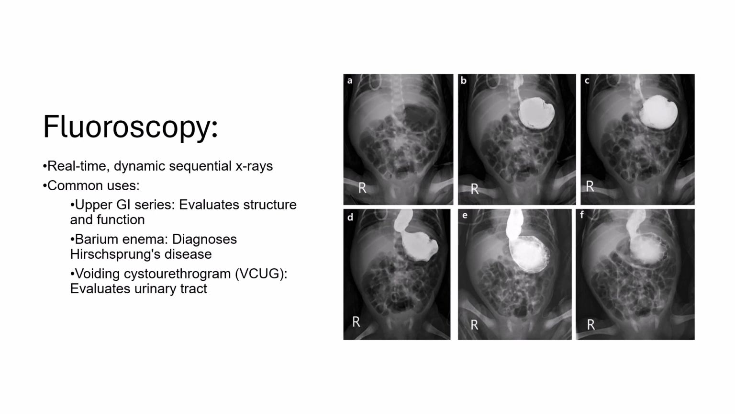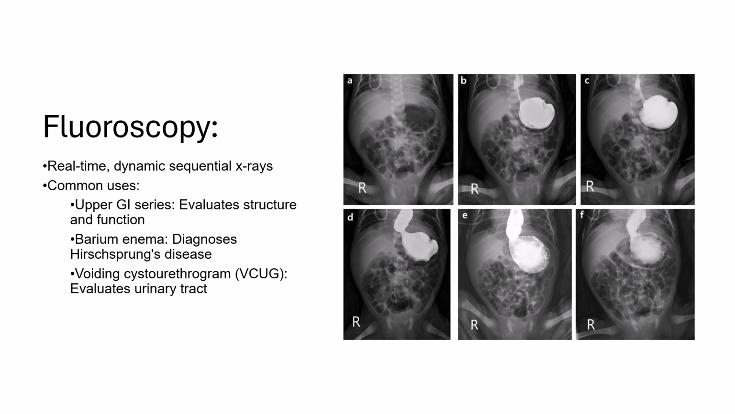Fluoroscopy produces real-time dynamic images using sequential X-rays, allowing visualization of motion. Common applications include upper GI series to evaluate the structure and function of the esophagus, stomach, and small intestine. This is the gold standard test for diagnosing malrotation with possible volvulus, a can't-miss diagnosis. Barium enema studies help diagnose Hirschsprung's disease and can be both diagnostic and therapeutic for meconium plug syndrome.